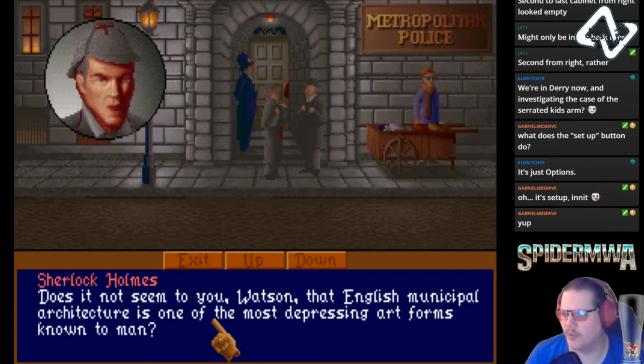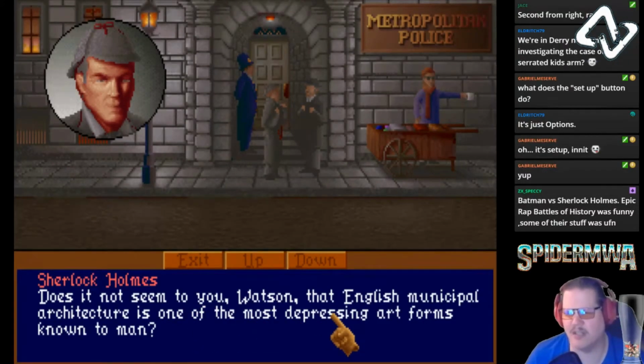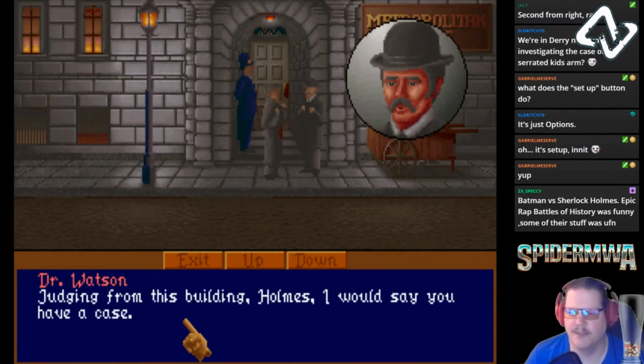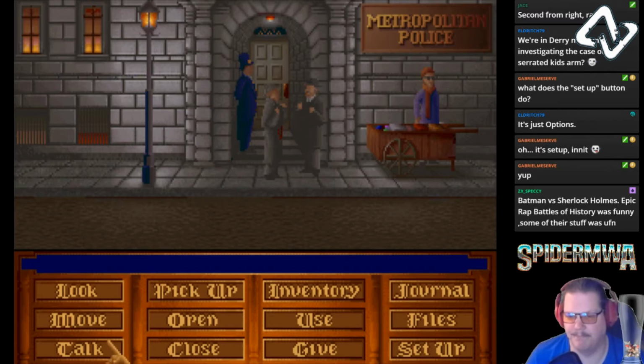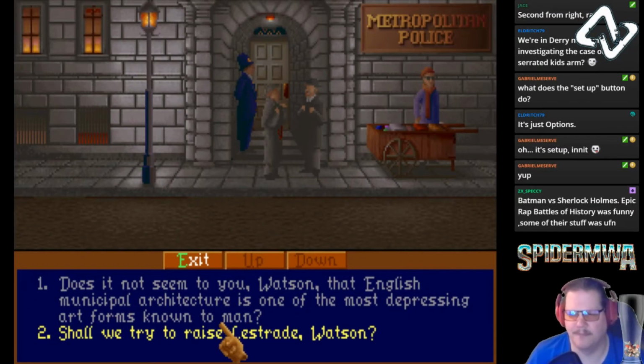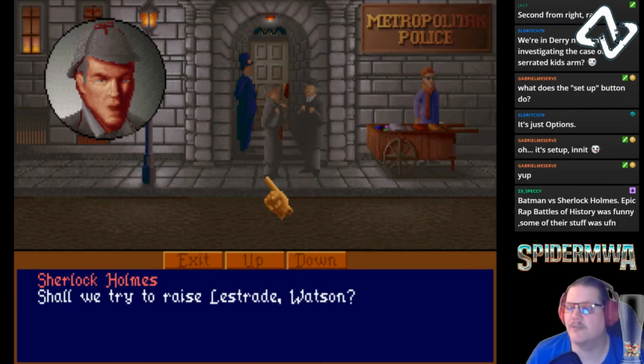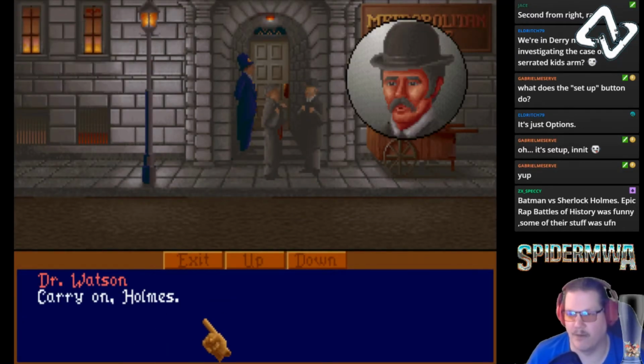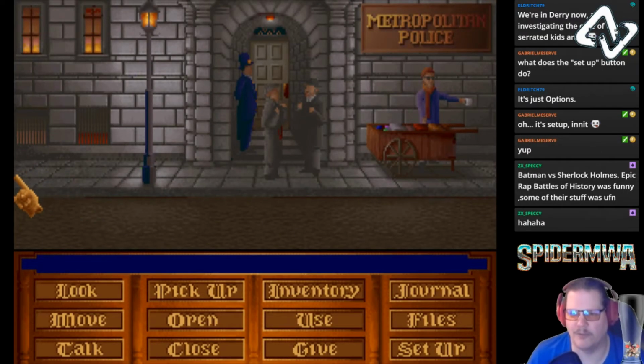Does it not seem to you, Watson, that English municipal architecture is one of the most depressing art forms known to man? Judging from this building, Holmes, I would say you have a case. Shall we try to raise Lestrade, Watson? Carry on, Holmes.